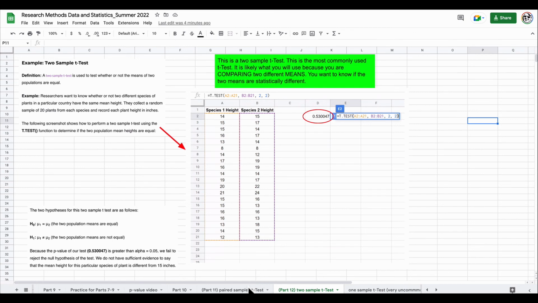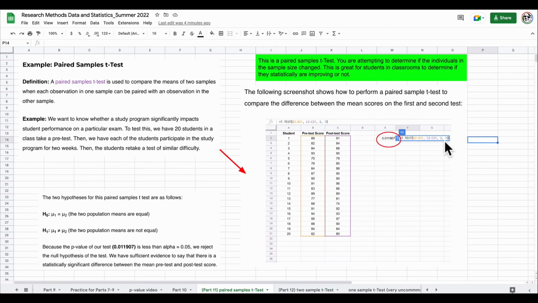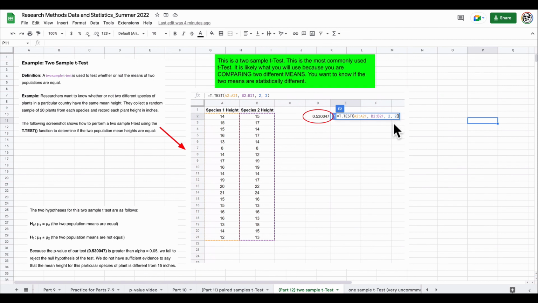Remember, for your paired sample t-test, you're going to be putting in a 1. For your two-sample, you're going to be putting a 2. These are the most common ones you're going to be using your t-test for. And remember, this allows you to use the vocabulary of something being statistically different or not being statistically different.